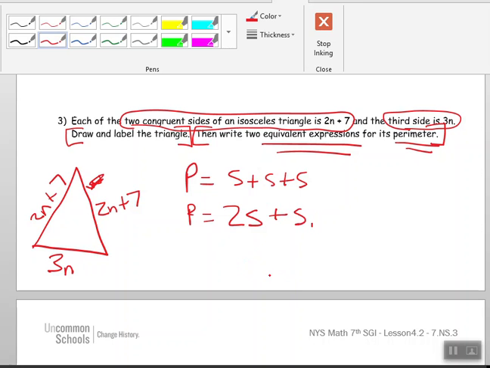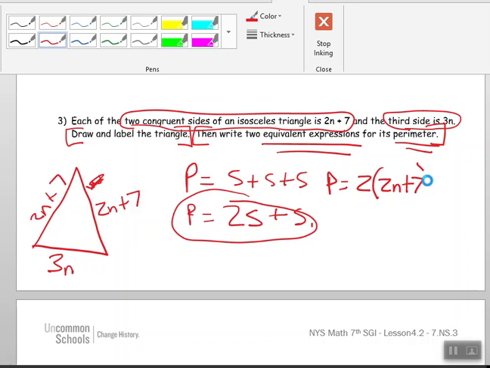So how am I going to do this? Well, I'm going to take a look at this one. 2 times one of the sides. So that's going to be 2 times 2n plus 7. So I'm going to go P is equal to 2 times 2n plus 7, plus my base of 3n. So I have this here.